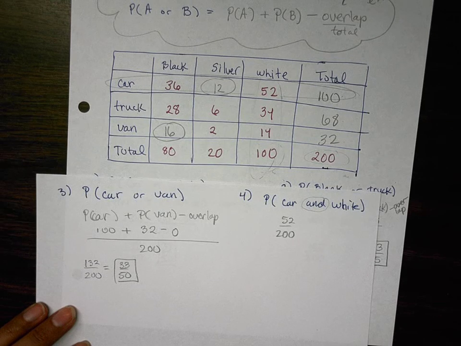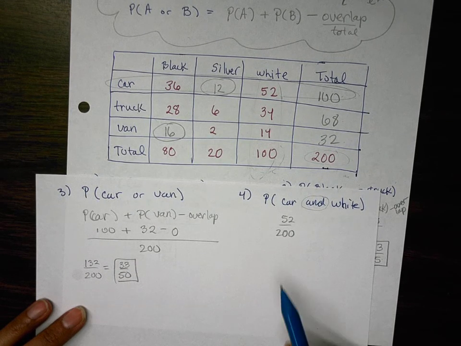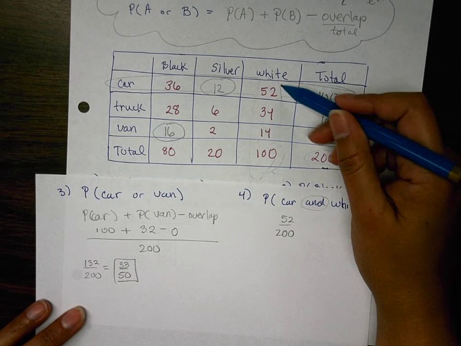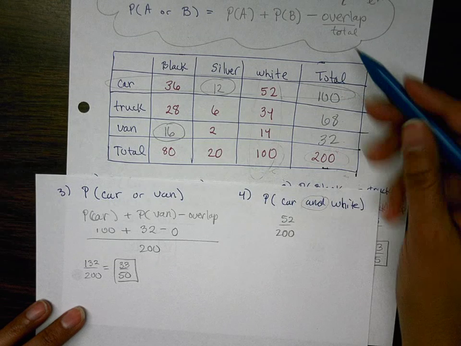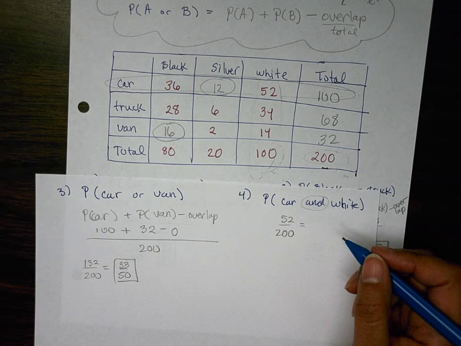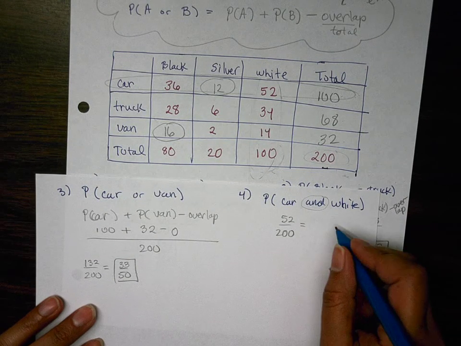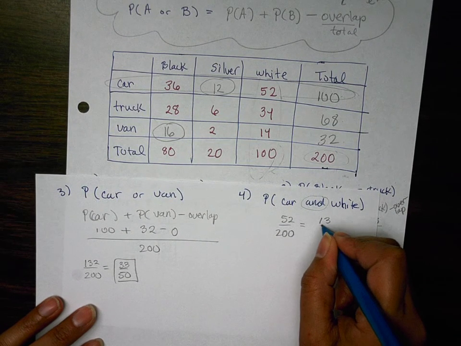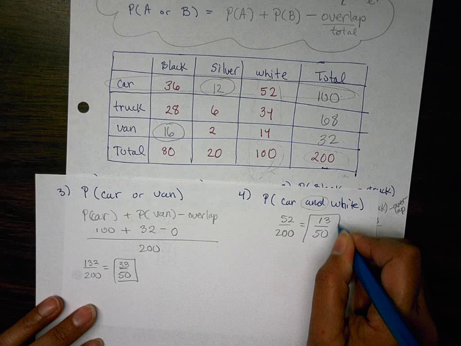Does everybody see that we have 52 white cars? That's the one we said earlier had the most. Divide by 2, by 4, or divide by 2 twice. Divide by 4. What do you get? 13 over 50.